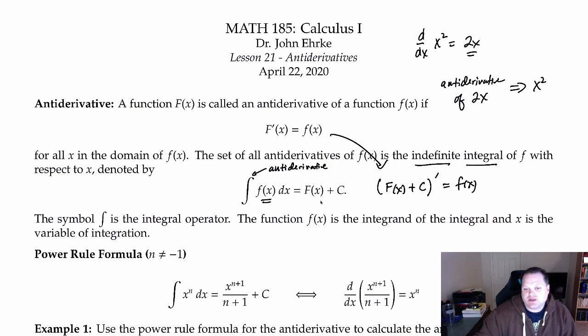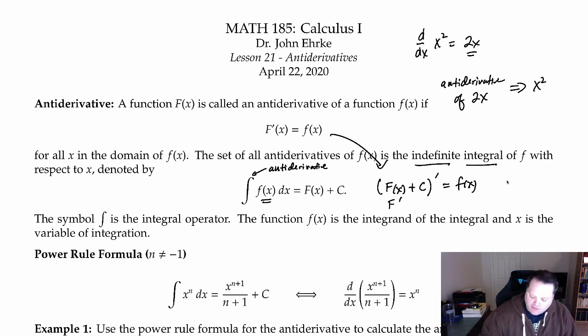So notice that if you take the derivative of this quantity on the right-hand side, the derivative of the antiderivative, well, the derivative of capital F is f prime, but according to this definition, that's little f. And then the derivative of c, a constant, is 0, so it doesn't show up, so you get f of x, which means anything over here you can add a constant to, and that's still an antiderivative of the function f.